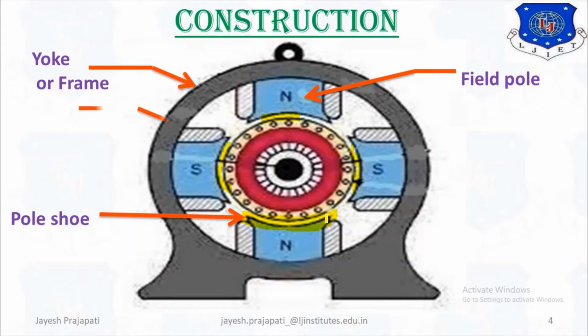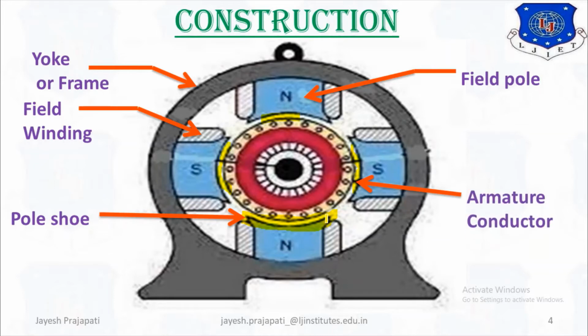Now, the next important part is the field winding. Field winding is also called the exciting winding. It is made up of copper. It is wound over the electromagnet or field pole. Field winding is also called a stationary winding. That means it cannot rotate. It is fixed.